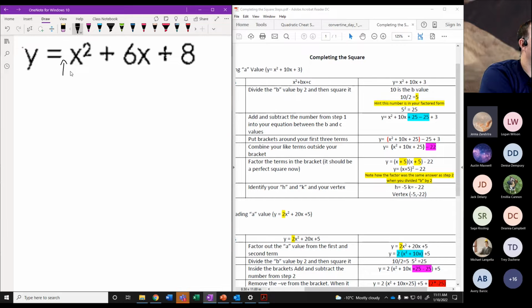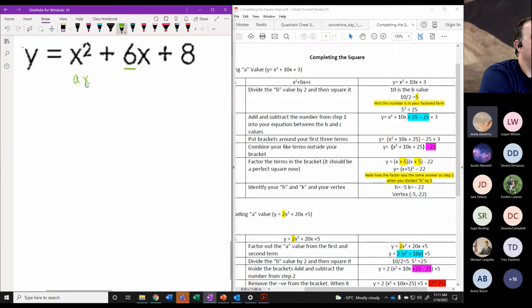If there's no number in front of here, then we do the top part. If there was a number in front of there, like a 4, we do the bottom. Okay? So first things first. Divide the B value by 2 and square it. So we get this. This is our B value.